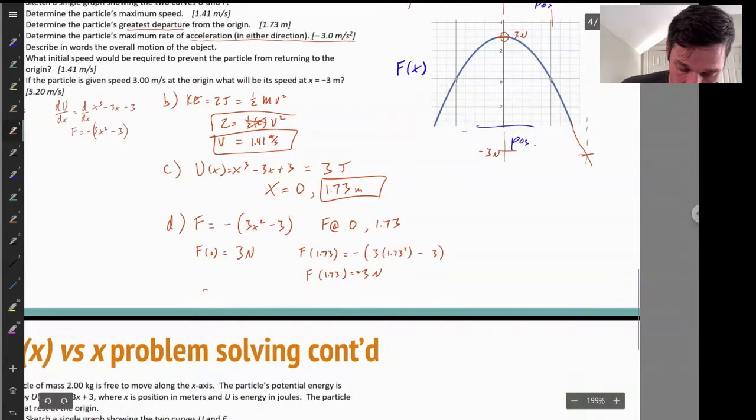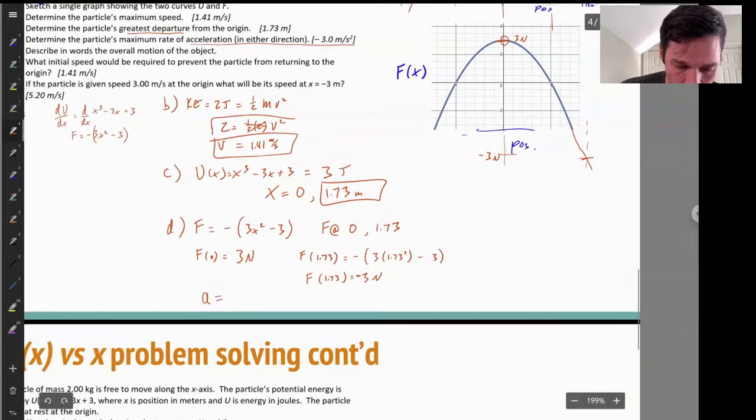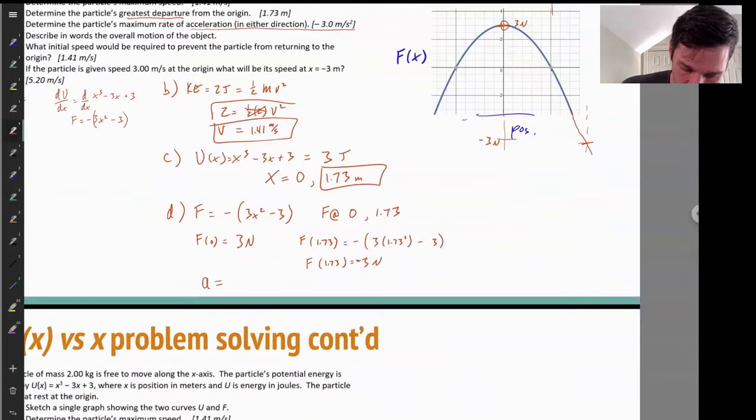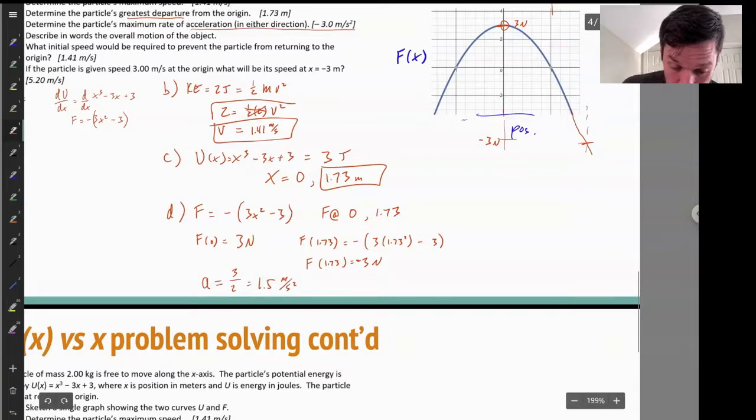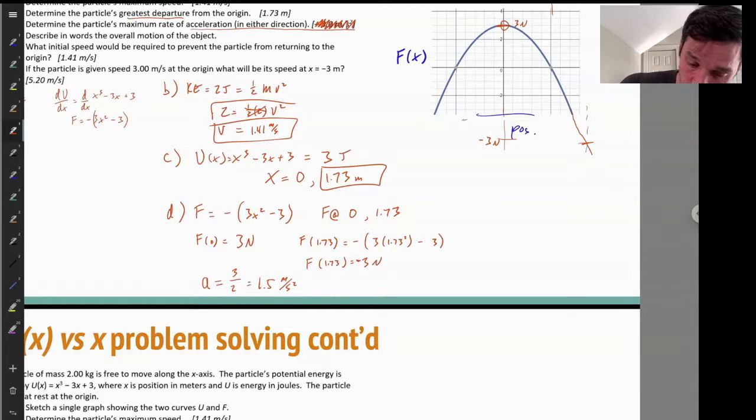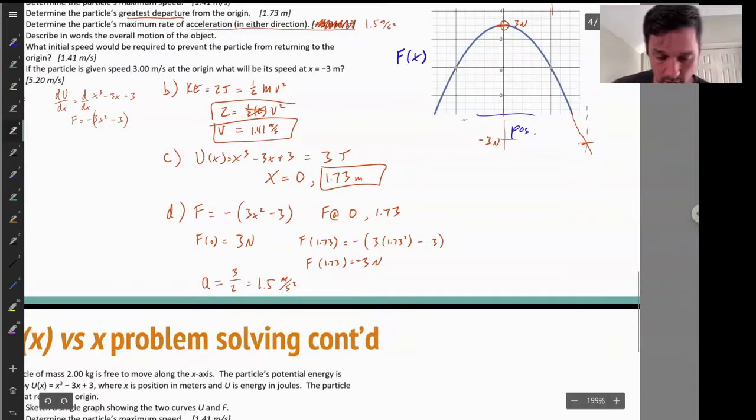So the acceleration of this 2 kilogram object is going to be the force, 3 newtons, divided by the mass, 2 kilograms, which is going to be 1.5 meters per second squared. I think I didn't answer that question correctly. I mean, I think I answered it correctly, I think the answer given is incorrect. It's going to be 1.5 meters per second squared.